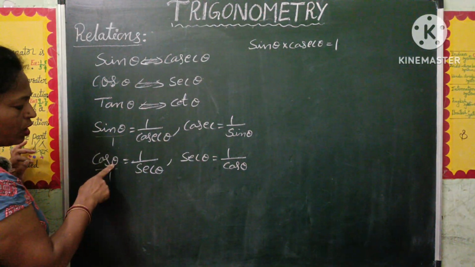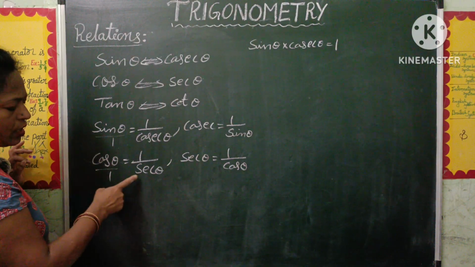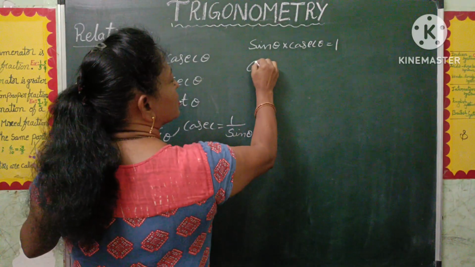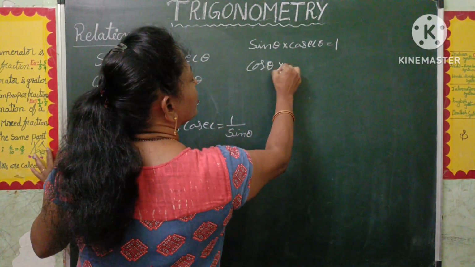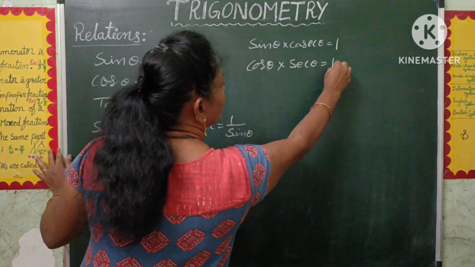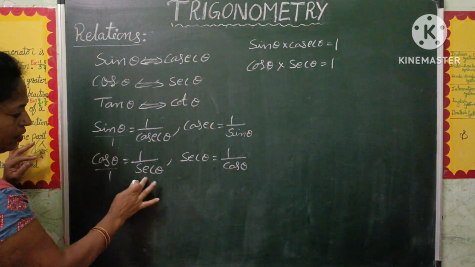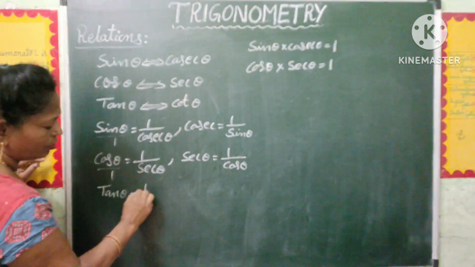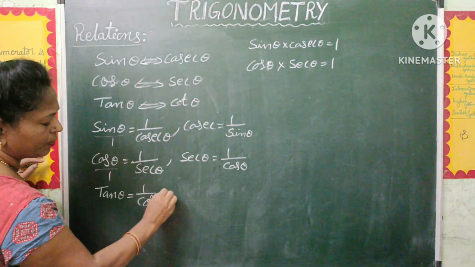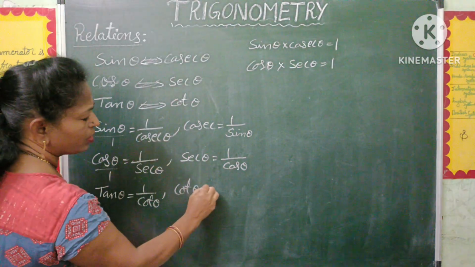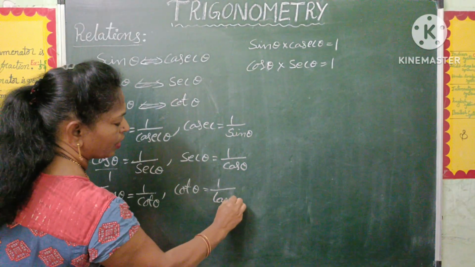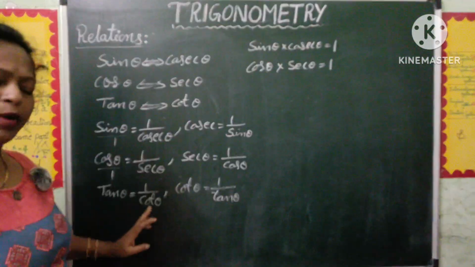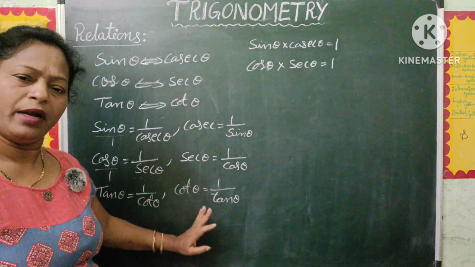And also, if you do the cross multiplication, cos theta into secant theta equal to 1. And next one, tan theta equal to 1 by cot theta, and cot theta equal to 1 by tan theta. These cot and tan are reciprocal to each other.